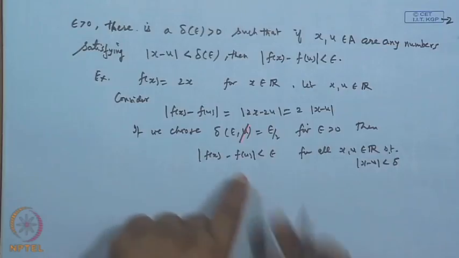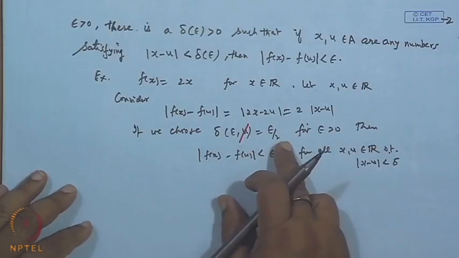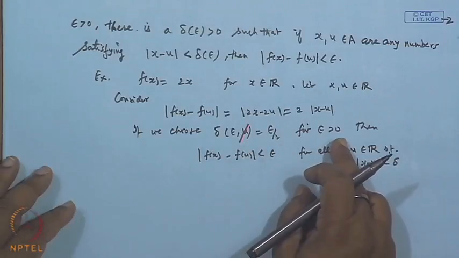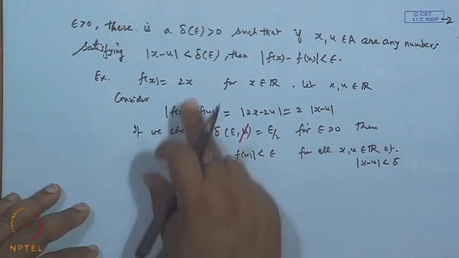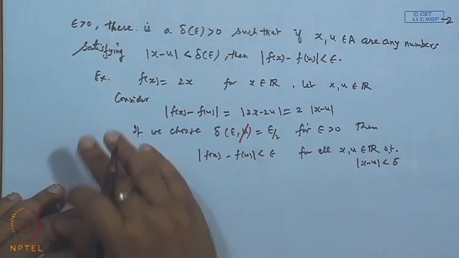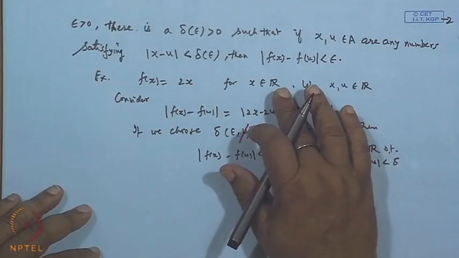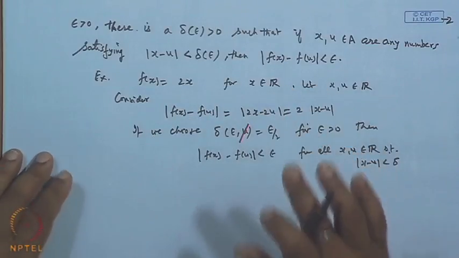Is it okay? And this is independent of delta, independent of u, and a positive quantity. So this function f(x) = 2x, we can say, is uniformly continuous over the entire real line.